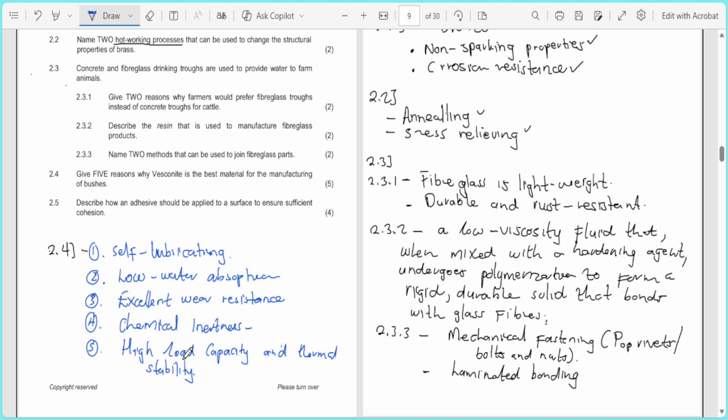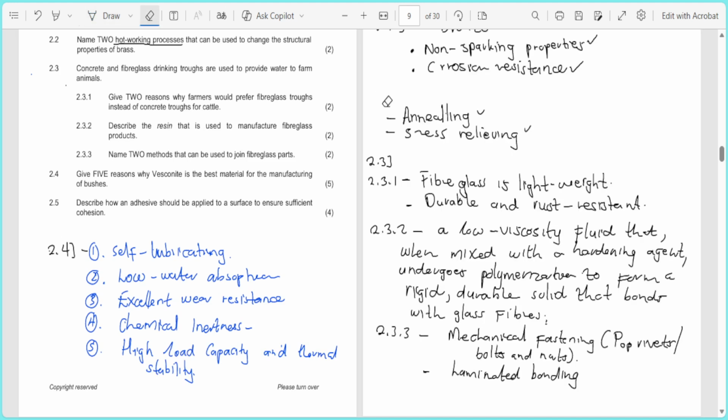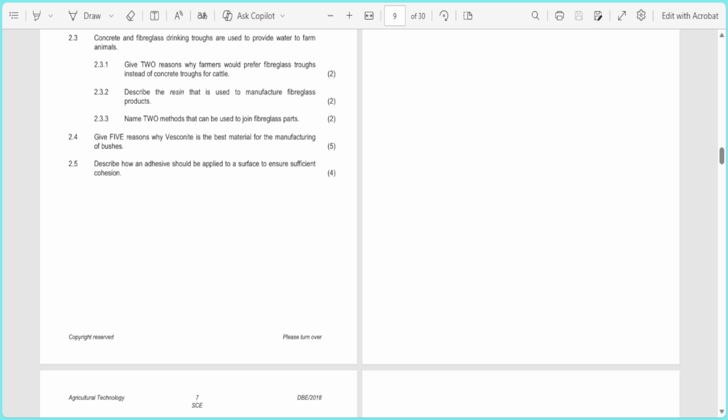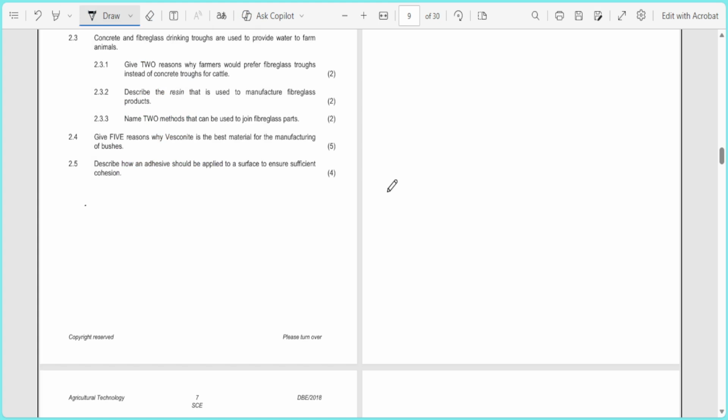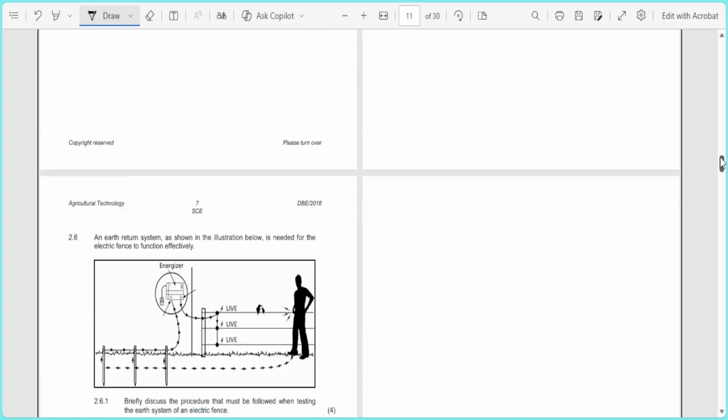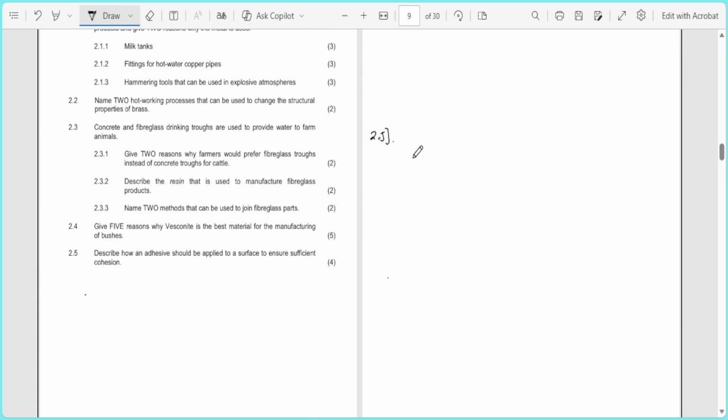I think I'll have to erase some parts here, perhaps this part. Okay, now I just decided to erase everything, let's see if the flashing of the screen won't start again. Now we are at 2.5, not the last question. We still have 2.6, which is the last question for question 2. For 2.5, they want us to describe how an adhesive should be applied to a surface to ensure sufficient cohesion.